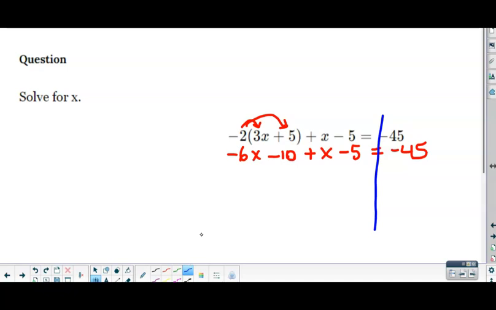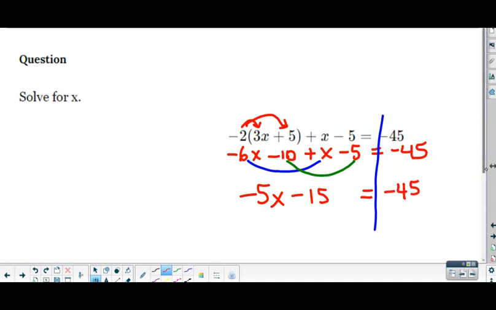That means that we can combine these terms together before we start to use any inverse operations. So I'm going to combine these 2 x terms together by carefully looking at their signs. -6 plus 1 gives me -5x. And then for my constants here, -10 subtract 5 gives me -15. Be careful with your signs. Use a calculator if you need to.